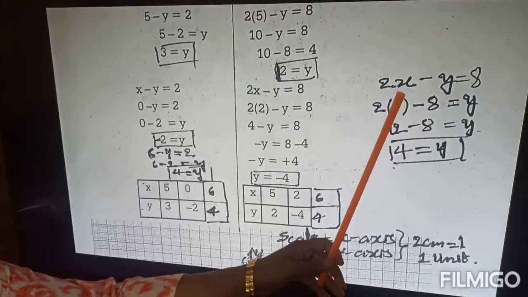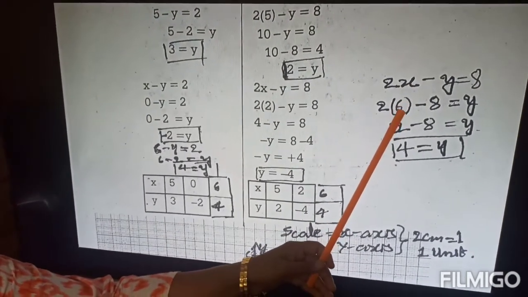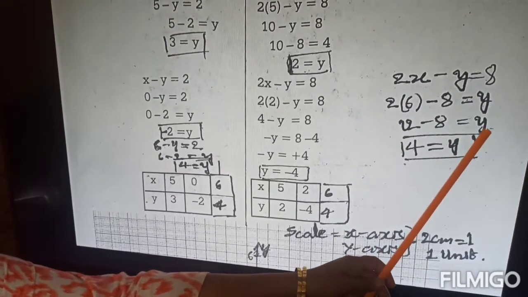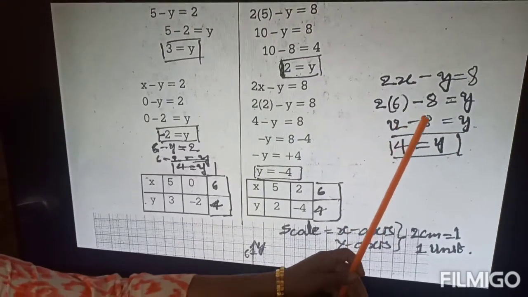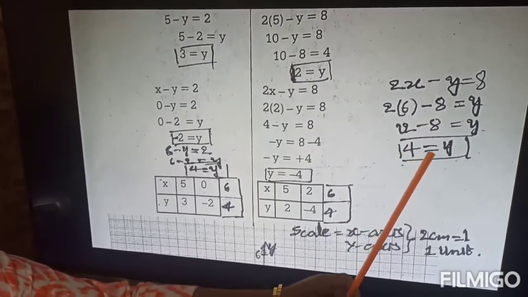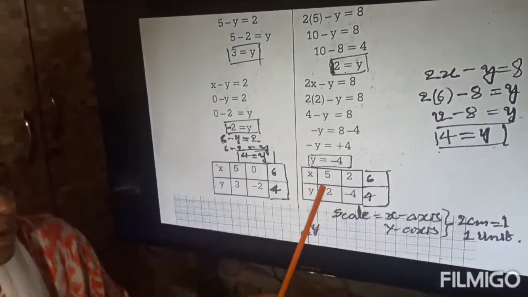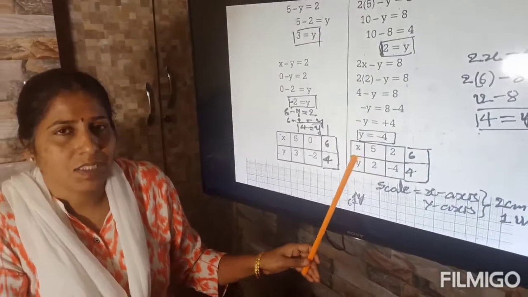Then again replace x by 6, 2 into 6, 12. 12 minus 8 is equal to y, and 12 minus 8 is equal to 4. y is equal to 4. These are the 3 points we got from the second equation.